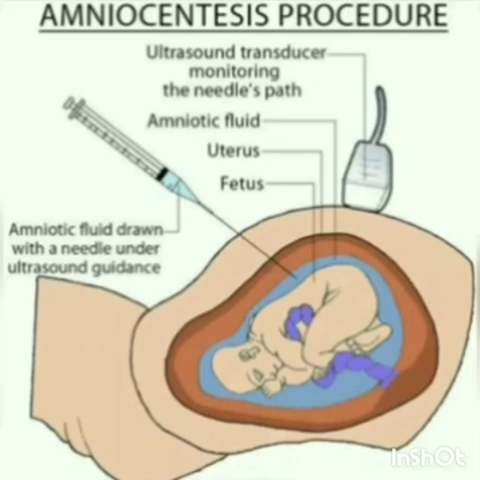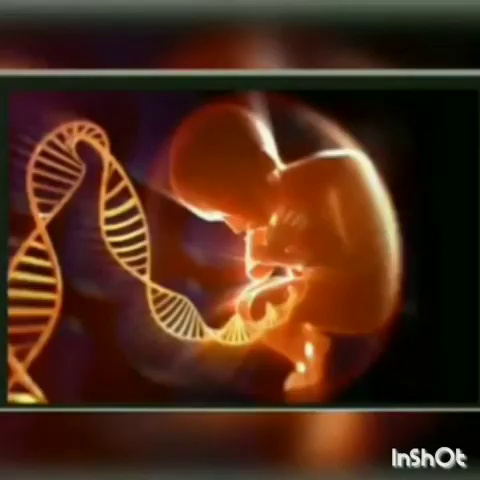The amniotic fluid is withdrawn from the amniotic sac through a small needle, as you might have seen in this picture. The amniotic fluid contains cells shed from the fetus. From these cells, you can identify the chromosomal abnormalities found in the child.